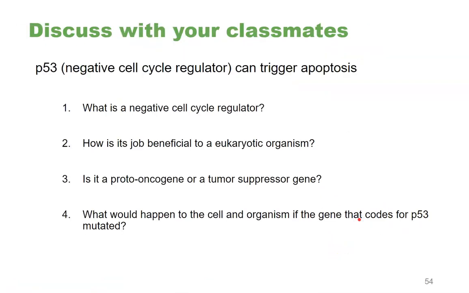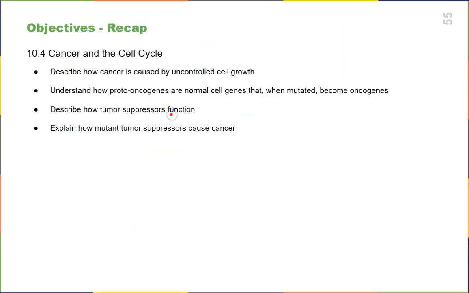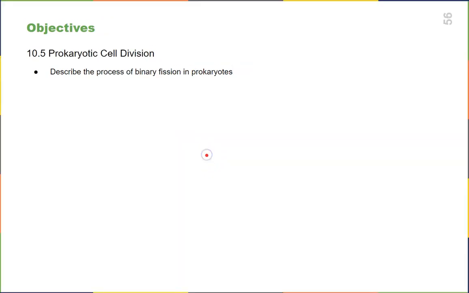Okay, so these are just some things to think about. I'm not going to go over all of these answers, but what is a negative cell regulator, like P53? P53 halts the cell if it's faulty, right? Okay. All right, 10.4, that's it. And we're going to move on to the last section, 10.5, which is just prokaryotic cell division.